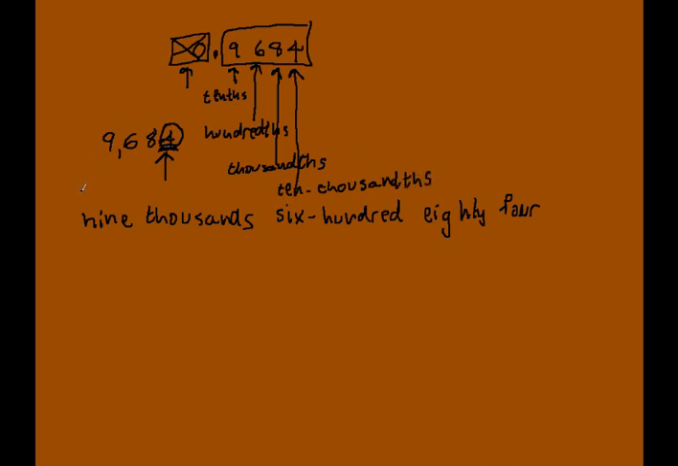Therefore, when you read this number, after you say 9,684, you have to say the place value of the last digit. So that means the place value of the 4, which is ten-thousandths. So that means after 684, you have to say ten-thousandths. So that's how you would read this number here. 9,684 ten-thousandths. Let's look at another example. Let's say that you have this number here.